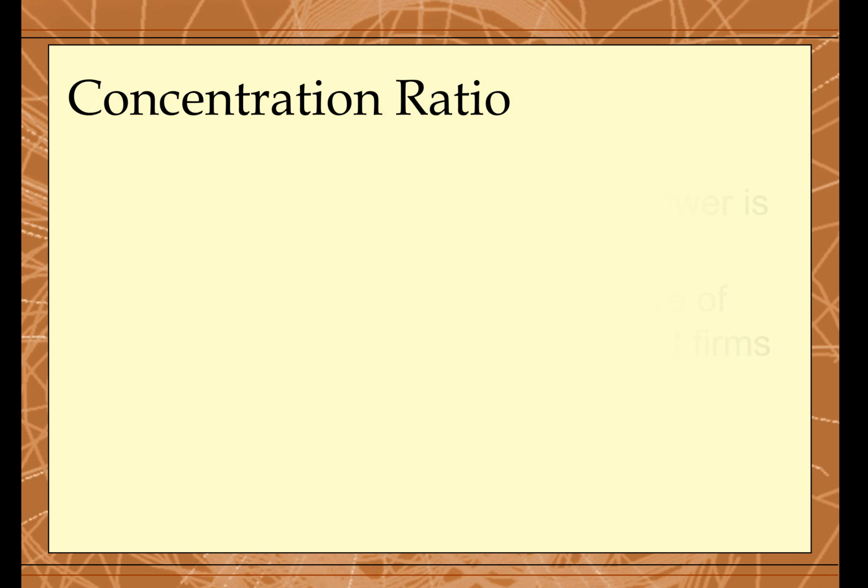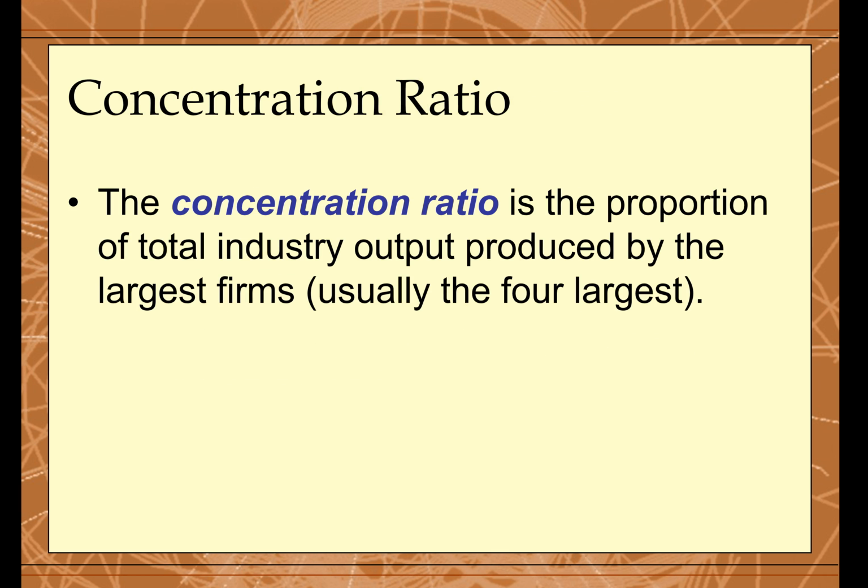Now, what do we mean by largest firms? Well, usually it's the four largest firms. So let's say you have a group of CEOs in a meeting. Let's say there are 8 CEOs or 8 companies in an industry, and you ask them to line up. So CEO here, CEO here. Now there are 8 people in line, right? So I got 1, 2, 3, 4, 5, 6, 7, and here's 8.